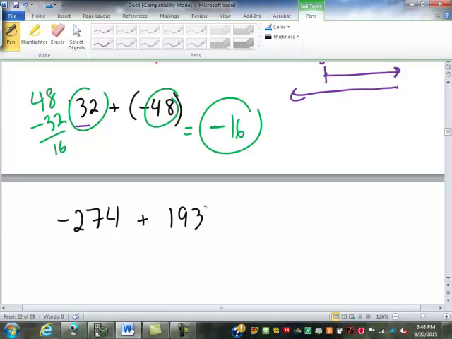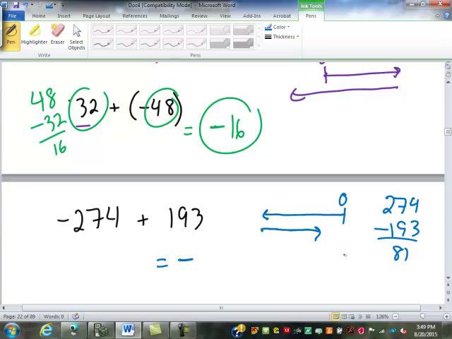So one like this, here's 0. What direction do we go? Negative to the left. That's the negative 274. Then what? Same or opposite direction? Opposite. Longer or shorter? Shorter. So our answer is negative. 274 minus 193 is 81. Negative 81.